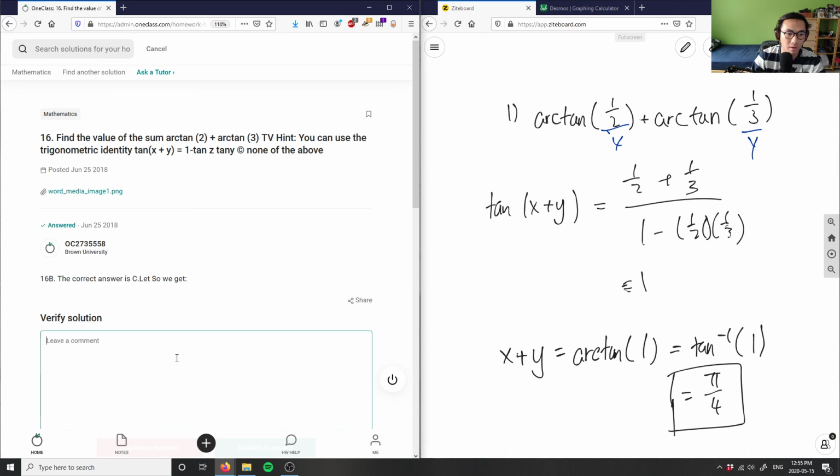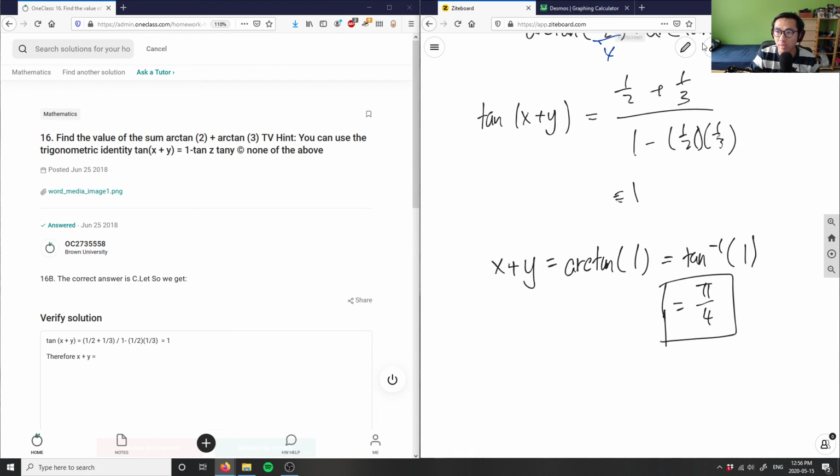Let me plug this in. We can say tan of x plus y is going to equal half plus 1 over 3, in brackets, divided by 1 minus half times 1 over 3. So this is going to equal 1. Therefore x plus y will equal... I think I skipped a step here actually.